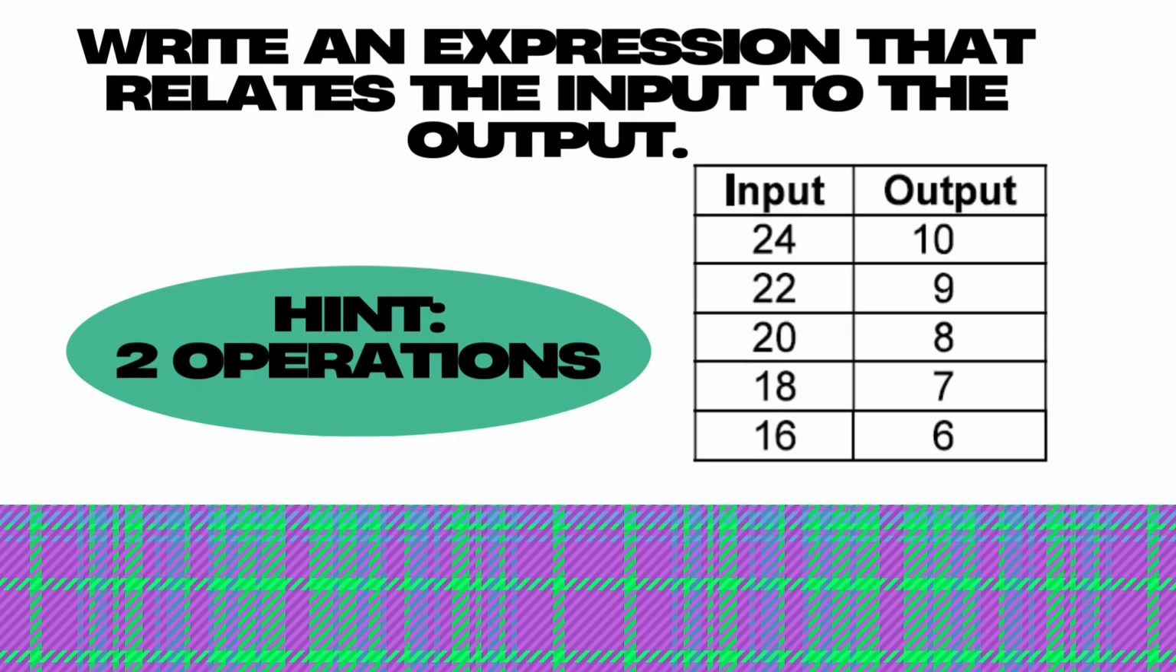So here we have a pretty good indication that we would need to divide by the number 2 since the input is decreasing by 2 each time. Well, that's my first hint. Think about dividing by 2 and what other operation you might do after that to get the output. Pause the video now to try this out on your own. Come back when you're ready.